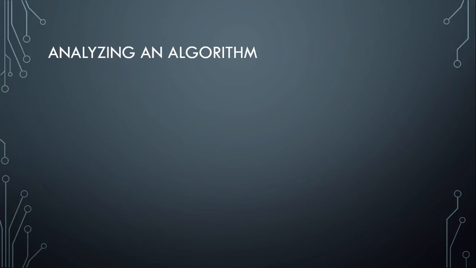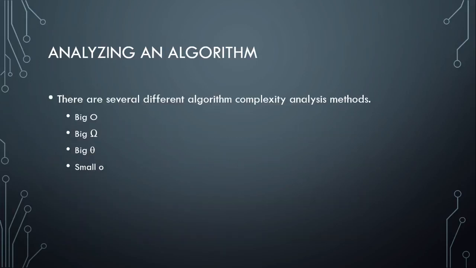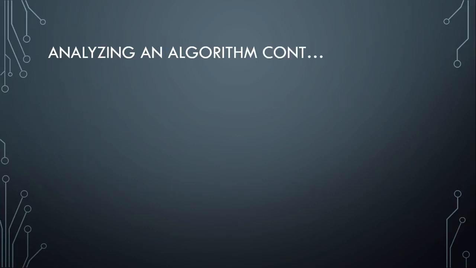When we look at analyzing an algorithm, there are several different algorithm complexity analysis methods. There's big O, there's big omega, big theta, small o. There's a bunch of them. For our purposes, though, we're primarily going to be looking at big O.